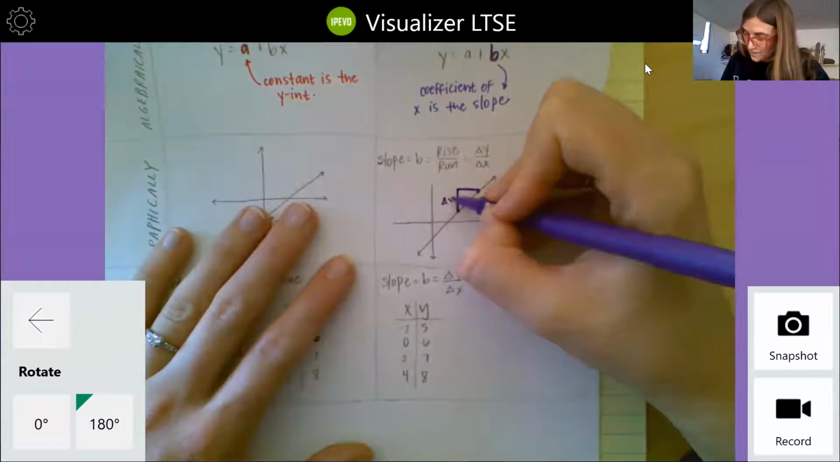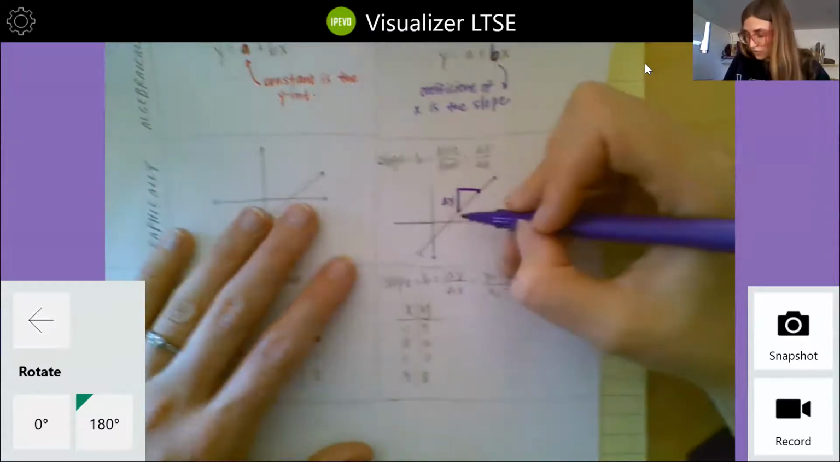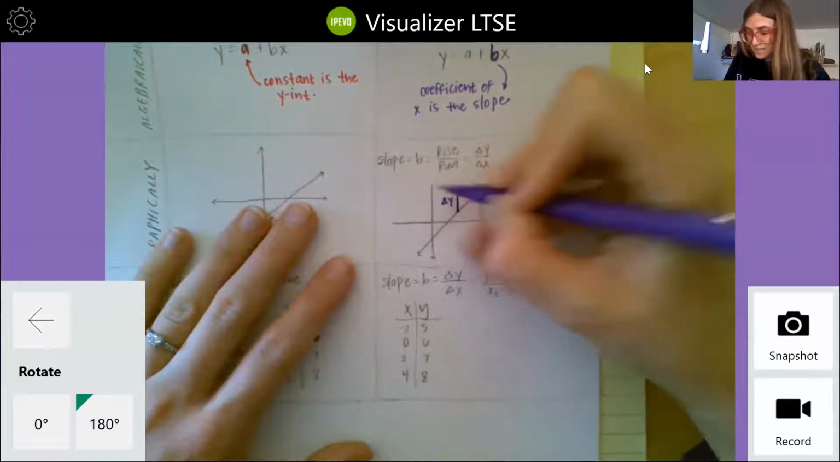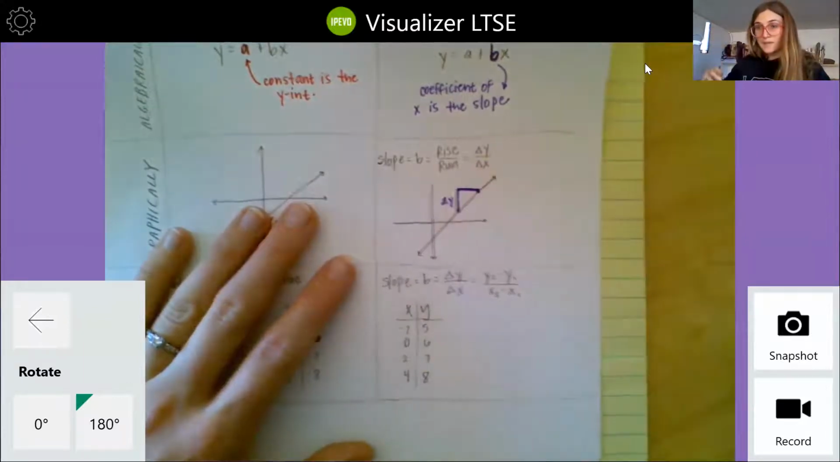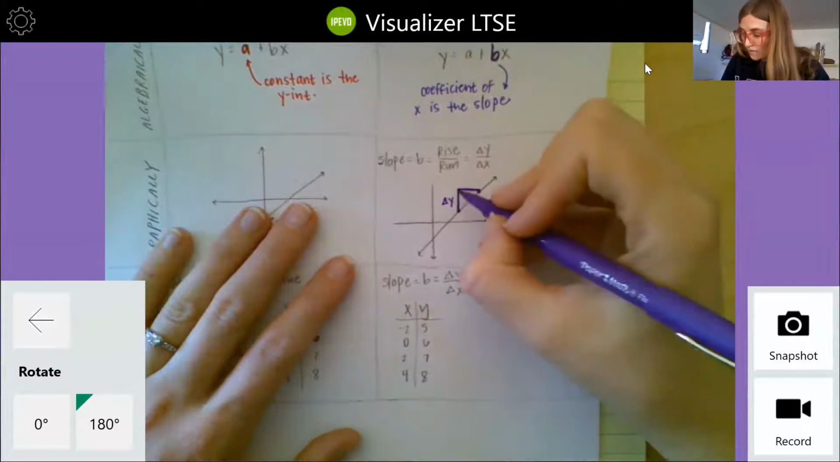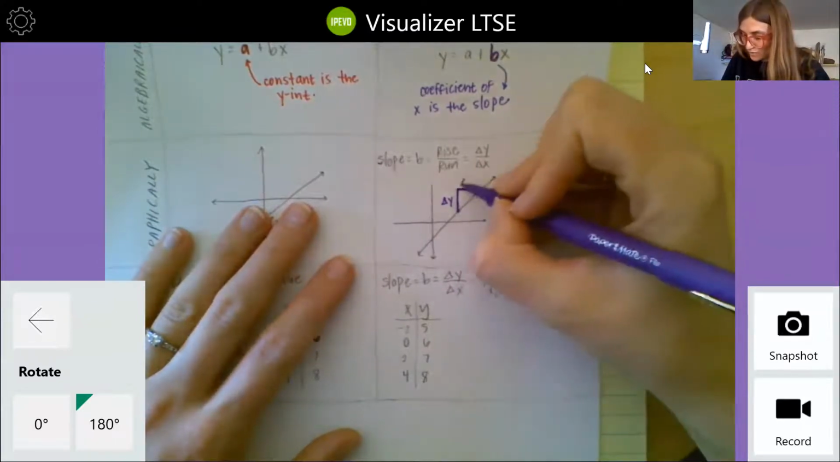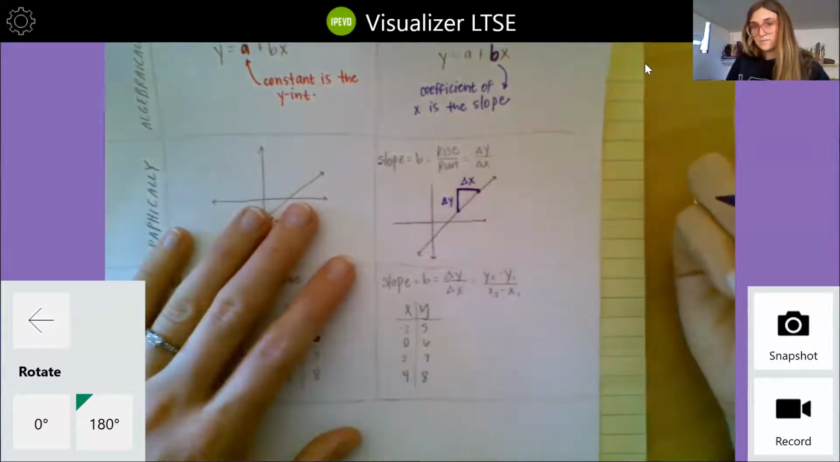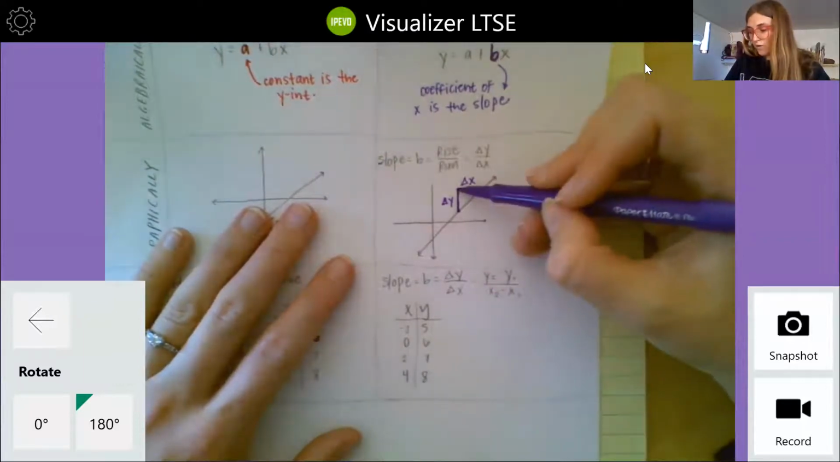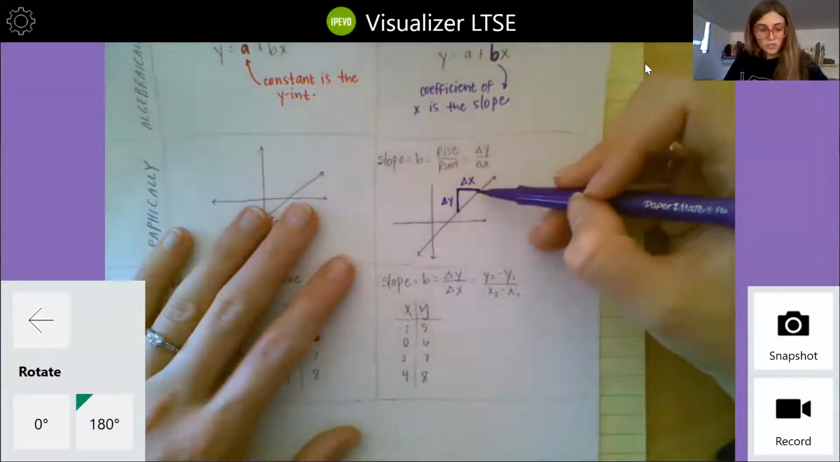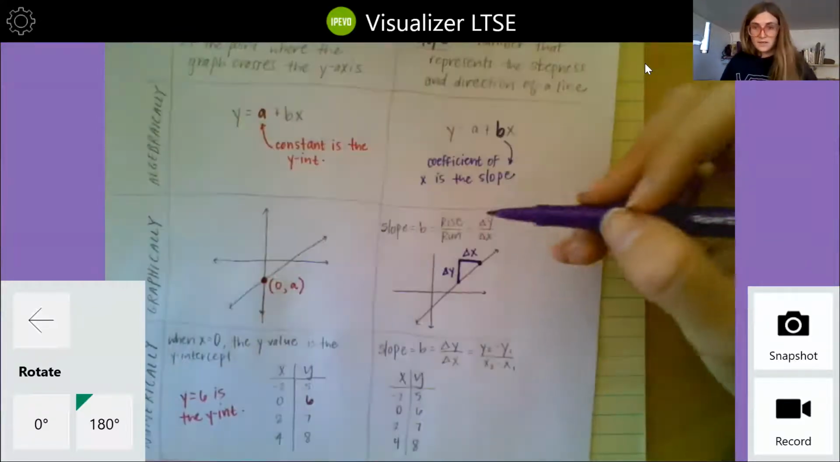Rise, run. The rise is my change in y. So the change in y values, remember this is my y-axis. How much am I moving up and down? And then the run is the change in x values, change in x. Rise over run, change in y over change in x.